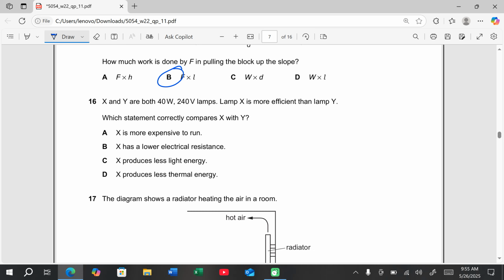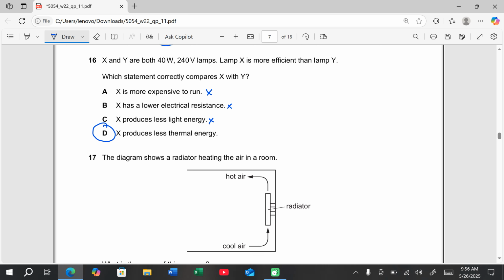X and Y are both 40 watt, 240 volt lamps. X is more efficient than Y. This statement compares X with Y. X is more expensive to run? No. X has a low electric resistance? No, that's not the case. X produces less light energy? That's not the case. X produces less thermal energy? Yes, because it does not waste a lot of energy, so it produces less thermal energy.